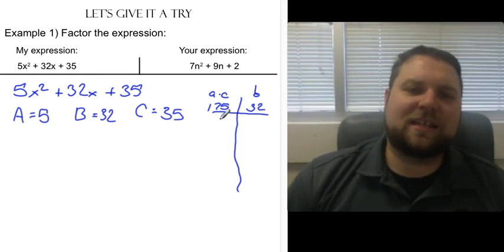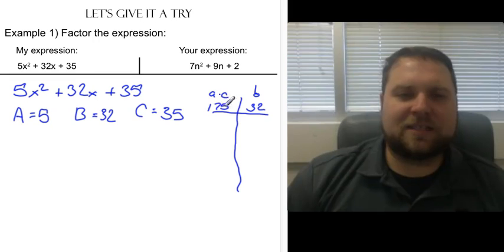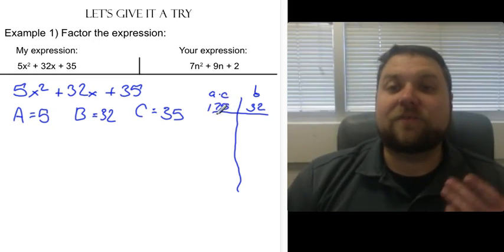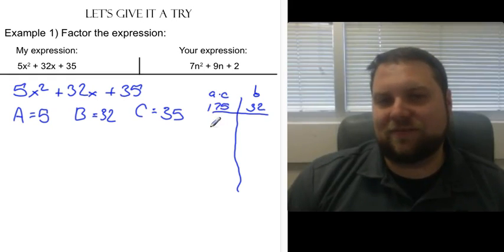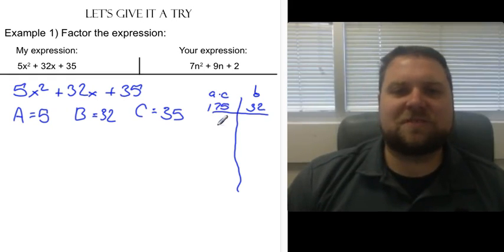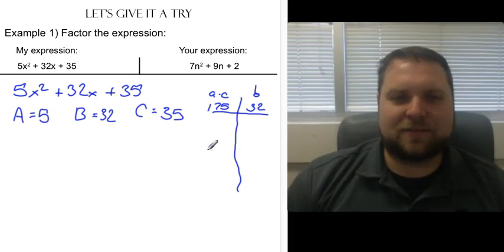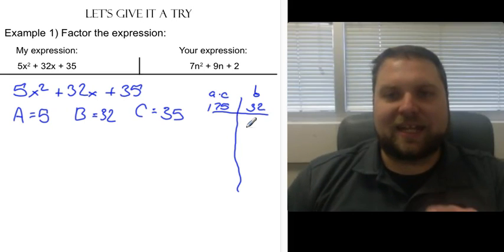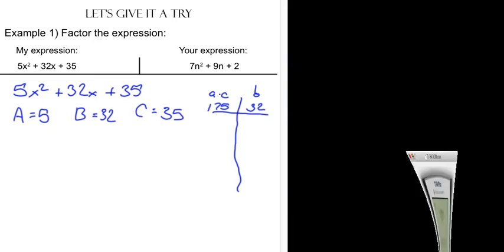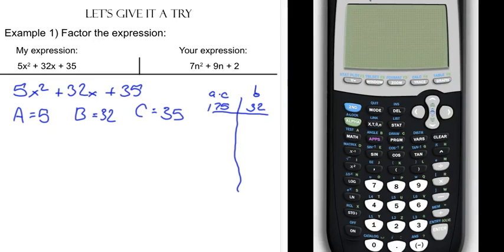So now what I need are all the numbers that'll multiply together to give 175, all the factors of 175, and I need to see which of those factors add up to 32. And as you may have guessed, your calculator is going to be remarkably handy. So let's go ahead and have that pulled up because we will most definitely want it.